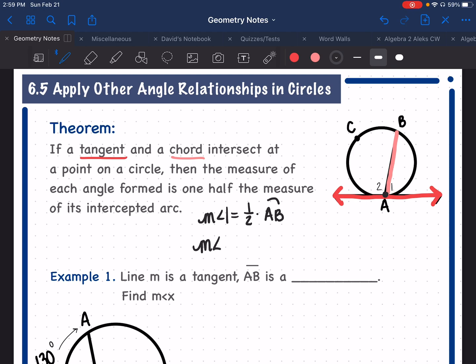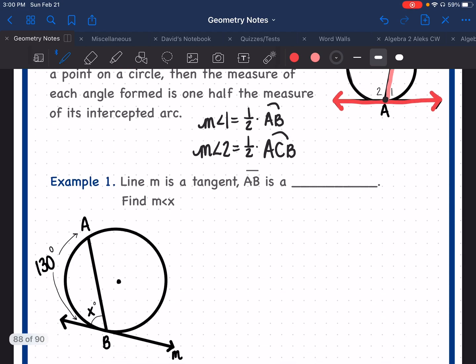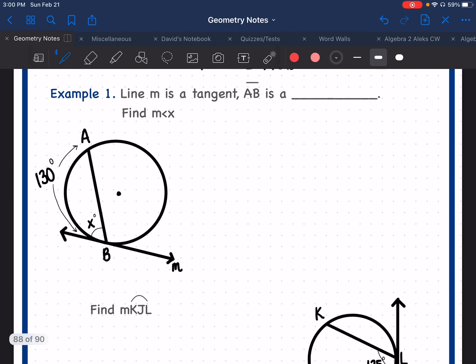Likewise, the measure of angle 2 is going to be 1/2 of the arc that it makes, which is this arc right here, A to C to B. All right, let's take a look at how this would look in a problem.